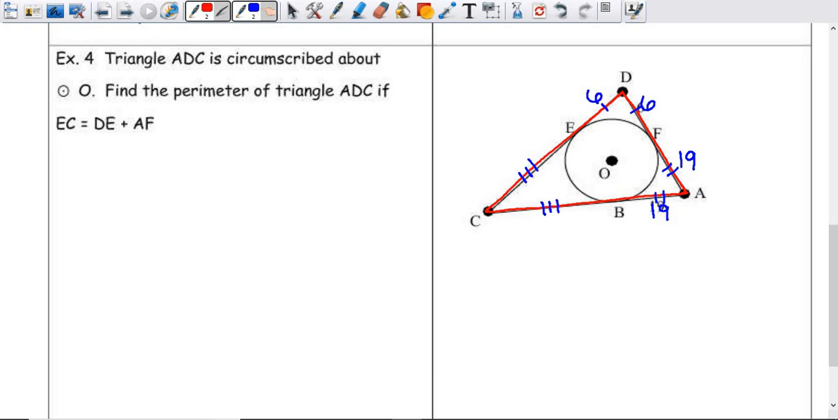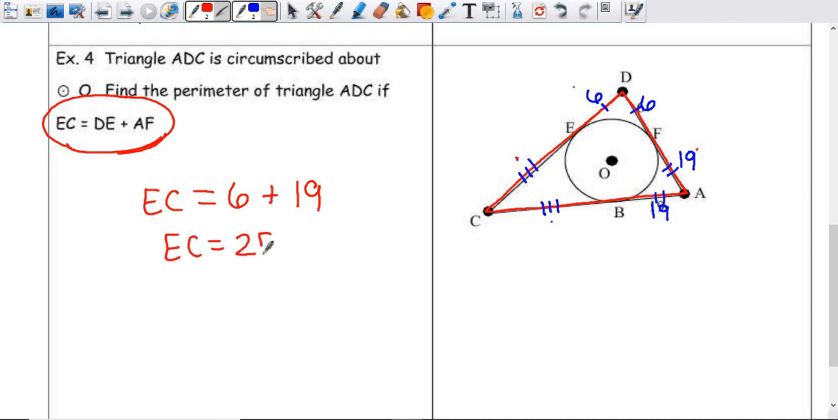Now I don't know these other lengths. I don't know both of these, this bigger cone over here. So this is where I might use this piece of information right here. EC is equal to DE plus AF. Well, EC is what I'm trying to find. That's this length right here. And I know DE right here is 6, plus AF right there, which I filled in as 19. So EC then becomes 25. And if I know EC is 25, I know CB right here is also 25.